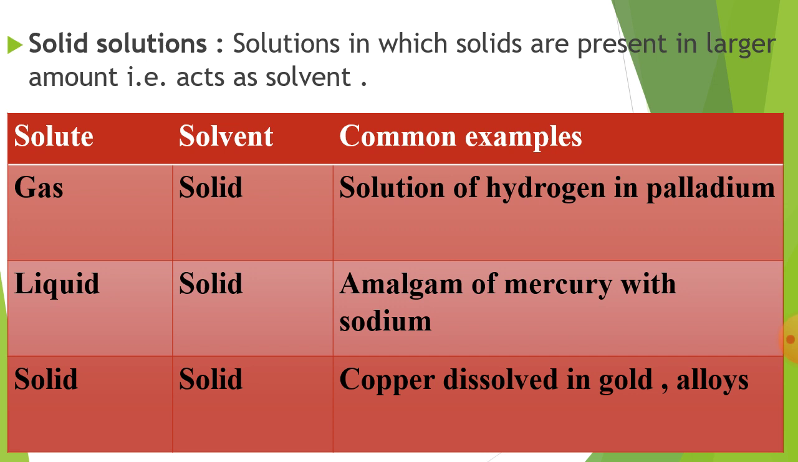This is also used in the hydrogen economy. Liquid in solid: amalgam of mercury with sodium. Amalgam indicates mercury with other metal. Solid in solid: the common examples are alloys, like brass, bronze, German silver. One more common example is copper dissolved in gold. So these are the examples of solid solutions.